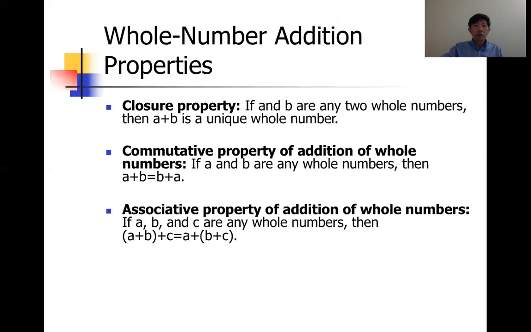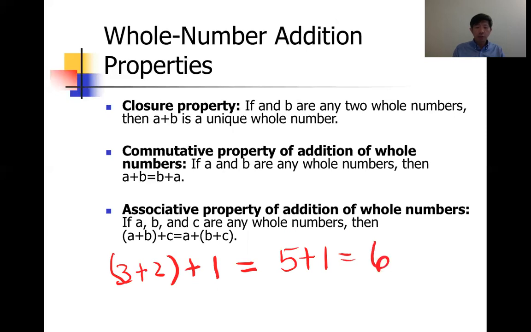Next is the associative property of addition of whole numbers. If A, B, and C are any whole numbers, then (A plus B) plus C is equal to A plus (B plus C). So for example, A is 3 and B is 2, and we put parentheses there, and plus C, which is equal to 1. So therefore, we will have 5 plus 1, which is equal to 6.